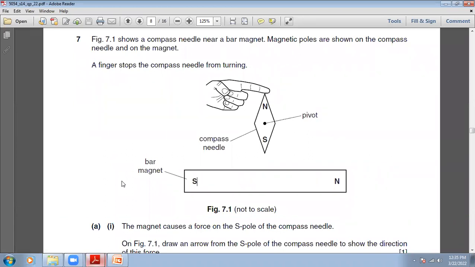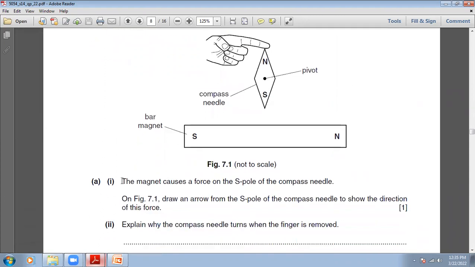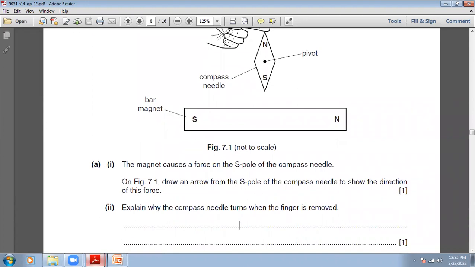So figure 7.1 shows a compass needle near a bar magnet. Magnetic poles are shown on the compass needle and on the magnet. A finger stops the compass needle from turning. The magnet causes a force on the S pole of the compass needle. On figure 7.1, draw an arrow from the south pole of the compass needle to show the direction of this force.